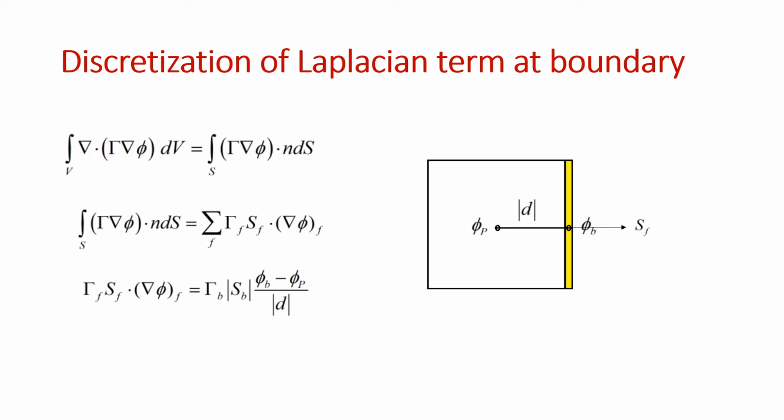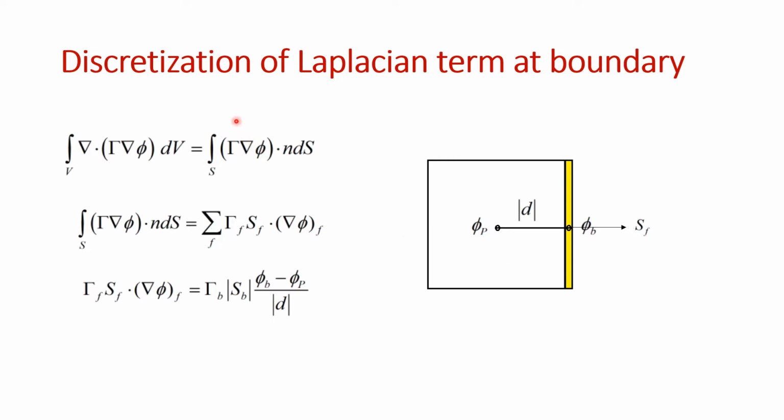Let us understand what its meaning is, and how OpenFOAM actually treats zero gradient inside. Let us first discretize the Laplacian term in the Navier-Stokes equation at the boundary. This is the face shown in yellow color. The cell center value of the nearest neighbor cell is phi p, and the face has the center value phi b. Phi p and phi b are two values, separated by a distance of magnitude d. The surface area vector is pointing out normally, Sf.